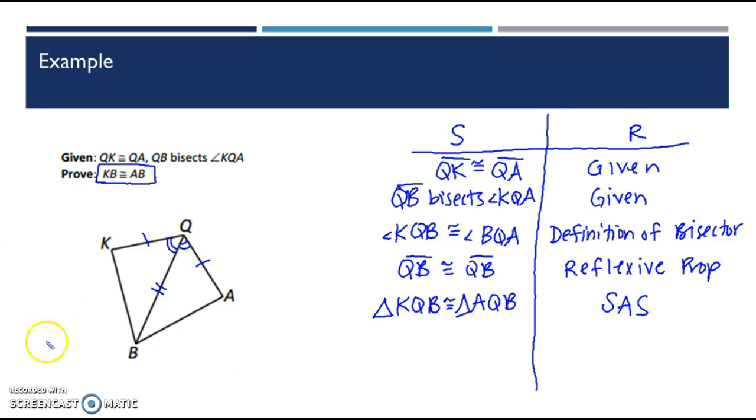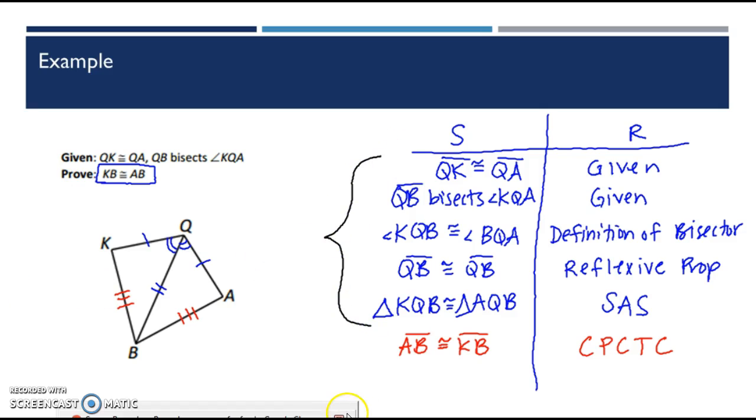The side that I'm trying to prove congruent is that KB is congruent to AB. Well, because I know my triangles are the same, that means all their corresponding sides have to be the same, and KB and AB are the same corresponding side. So my last step is just going to say that they are congruent by CPCTC. This top part is the same exact thing we've done before. The only difference is now we're going to take it one step farther and use CPCTC.